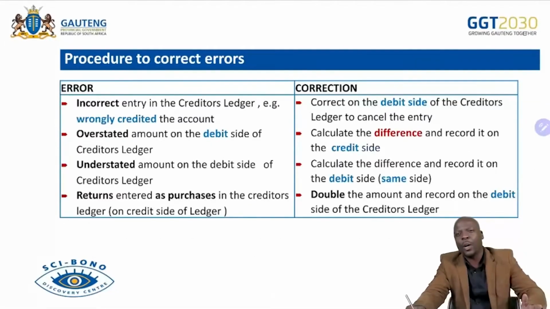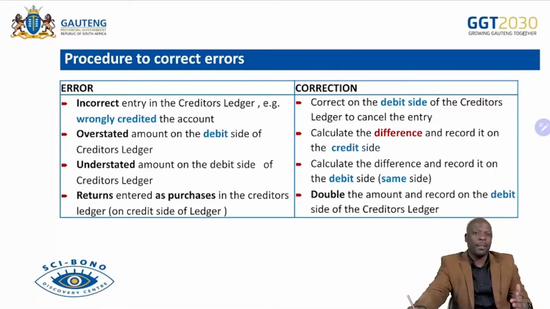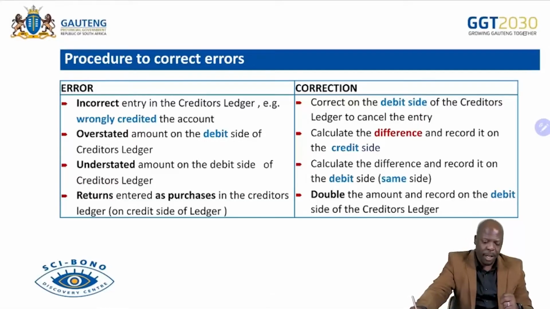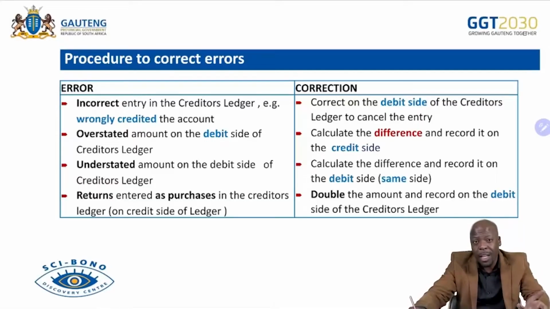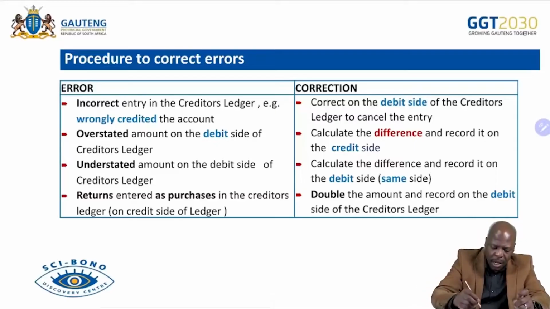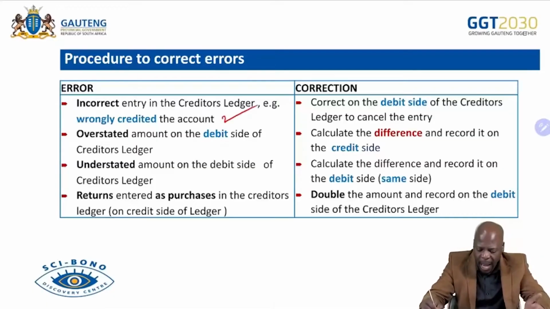Now, how do we correct these errors? Because whenever there are differences, there has to be procedures, there has to be ways in which we can correct these errors. So I'm going to take you through the error as well as the correction. If we have an incorrect entry in the creditors ledger, for example, wrongly credited the account, we have to correct it by recording it on the correct side of the creditors ledger to cancel the entry.